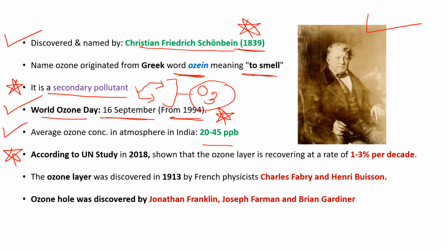According to a United Nations study in 2018, the ozone level is recovering at the rate of 1 to 3% per decade. So according to a UN study, the ozone layer is recovering, meaning the ozone hole is reducing at the rate of 1 to 3% per decade.